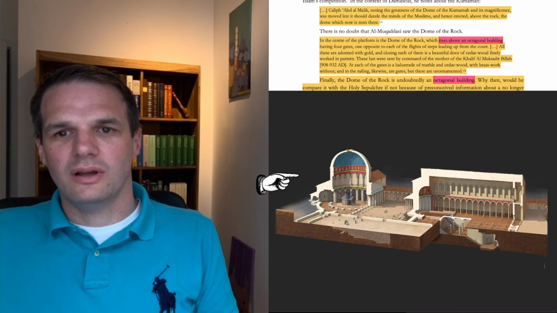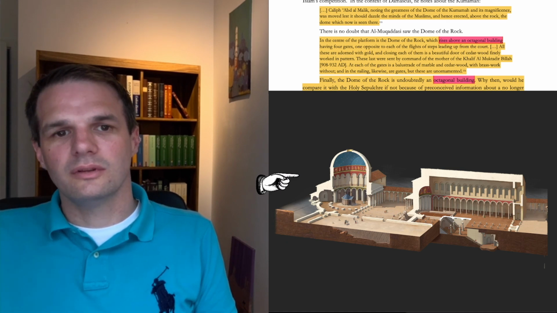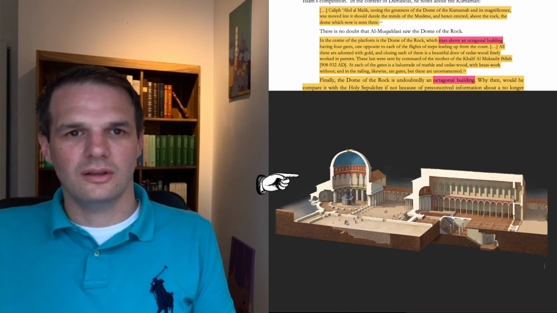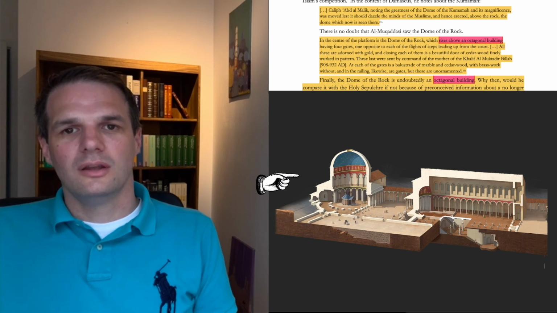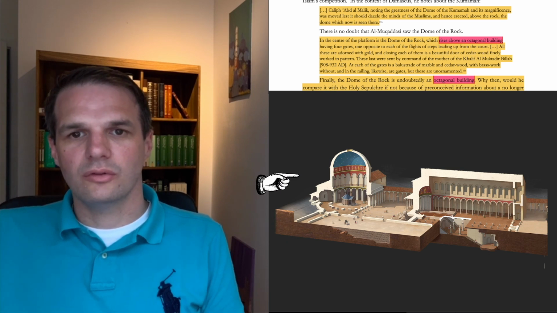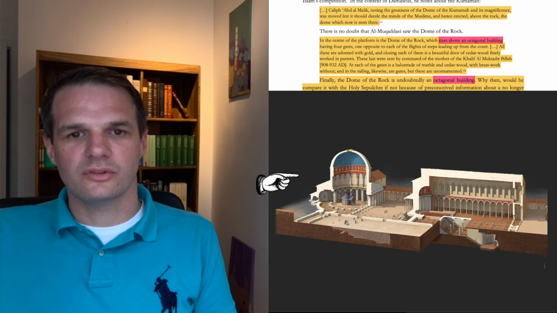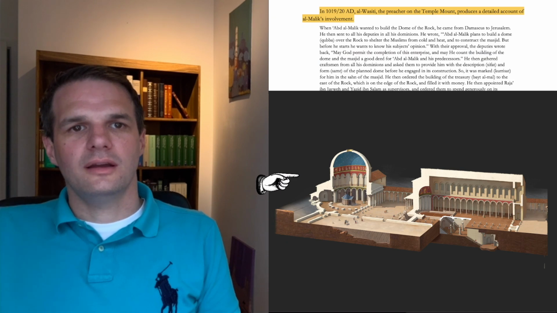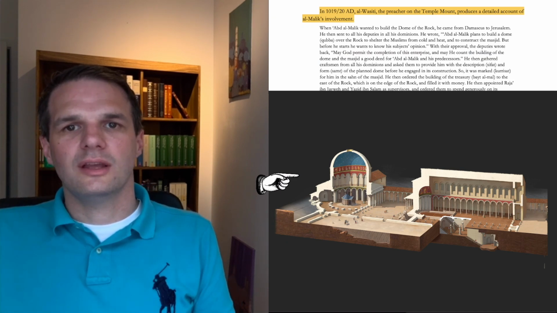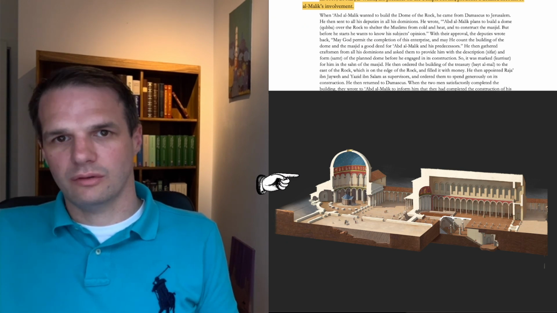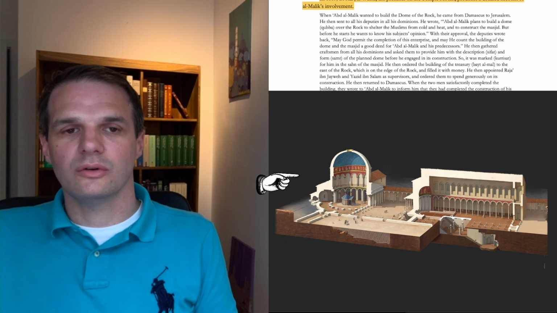Renovations at the Dome seem to have been underfoot at the beginning of the 10th century. Well, that is true, and I will go into that a bit more in the next episode when I try to make my case for what happened. So we do know that during Fatimid times there were lots of repairs and reconstructions and so on. So in 1019, al-Wasiti, the preacher on the Temple Mount, produces a detailed account of al-Malik's involvement. So again, I'm not going to read this entire text. He goes really through the process of how the dome was built, and he definitely goes into a lot of detail.